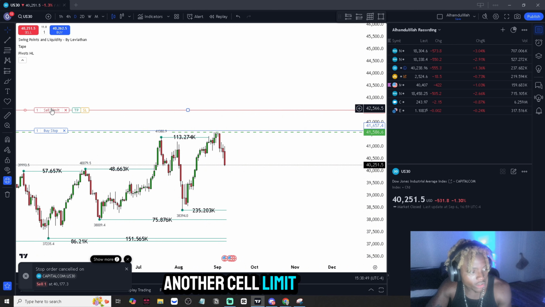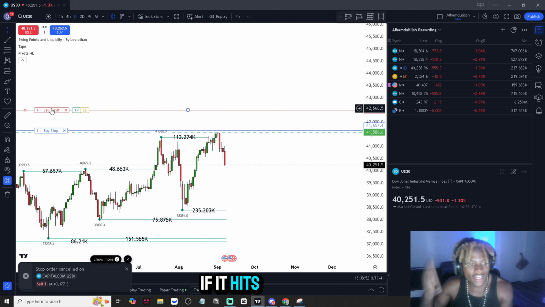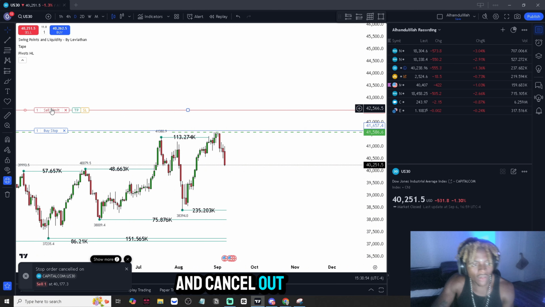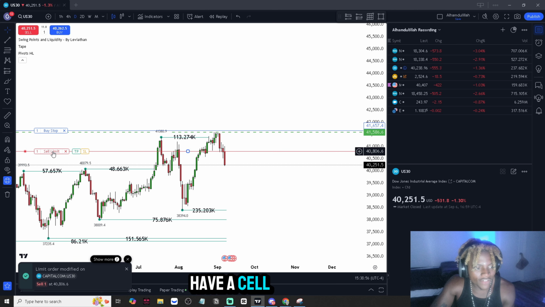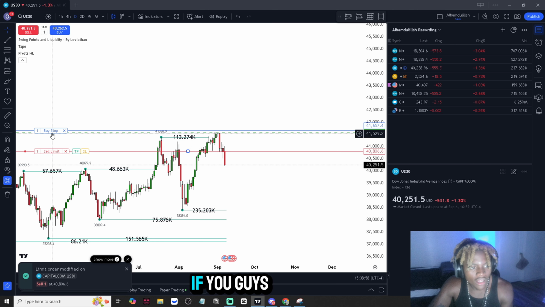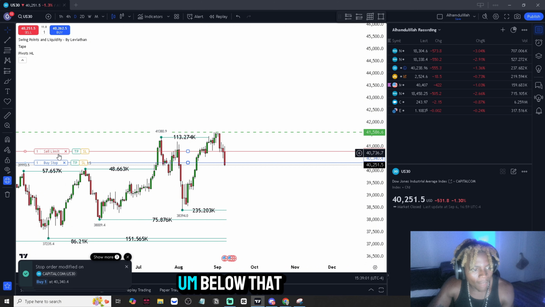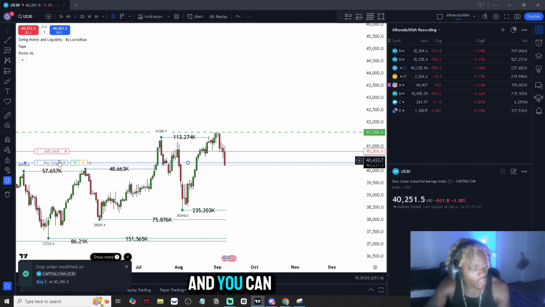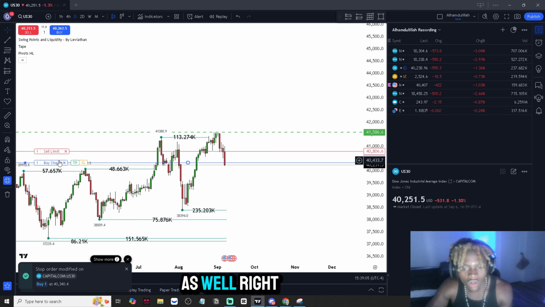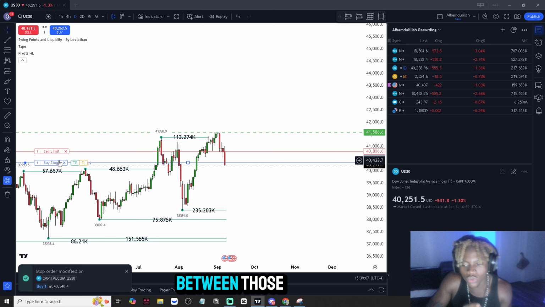if you have another sell limit order on top of it, if it hits the sell limit order, it'll go ahead and cancel out. Same thing if you have a sell limit order and you are in a sell position, if you put a buy stop below that, then it'll go ahead and clip you out and you can use that as a take profit as well, right? So that's going to be the difference between those.